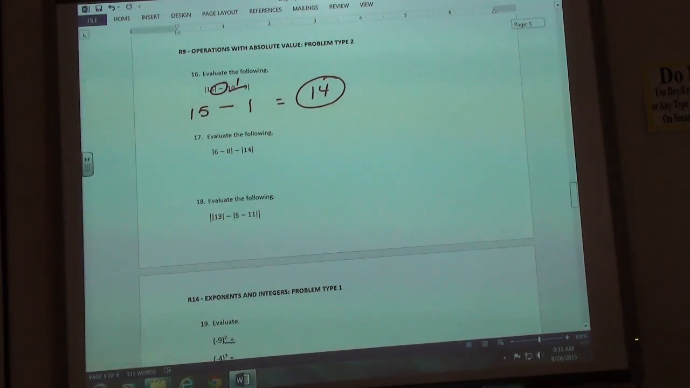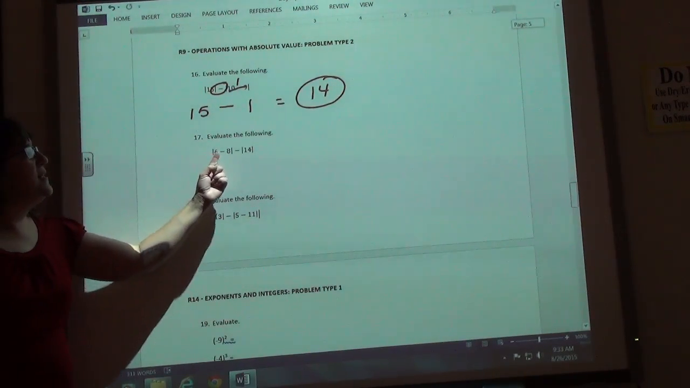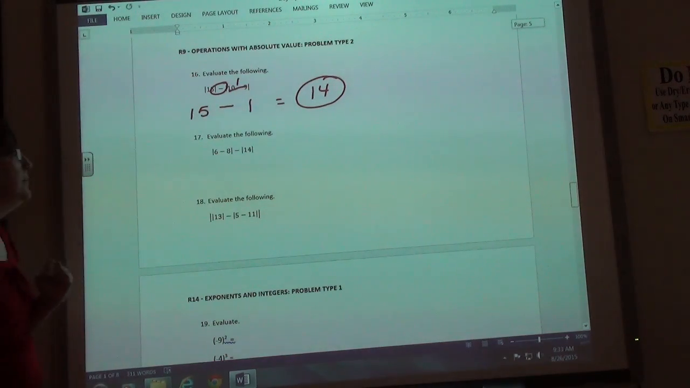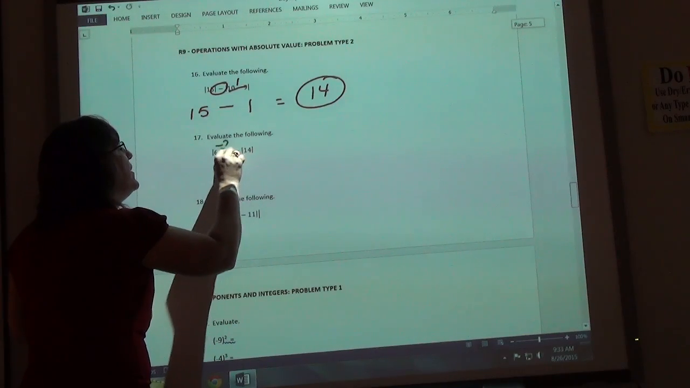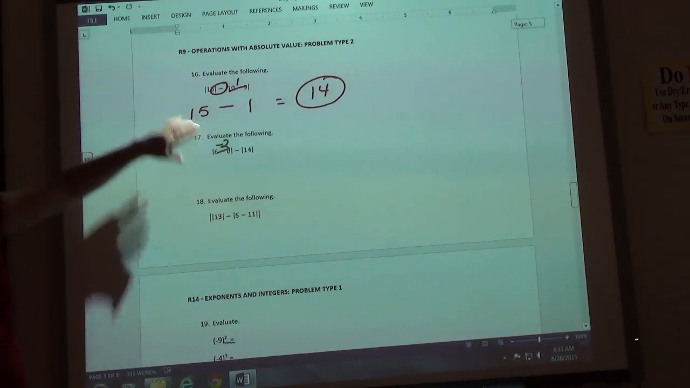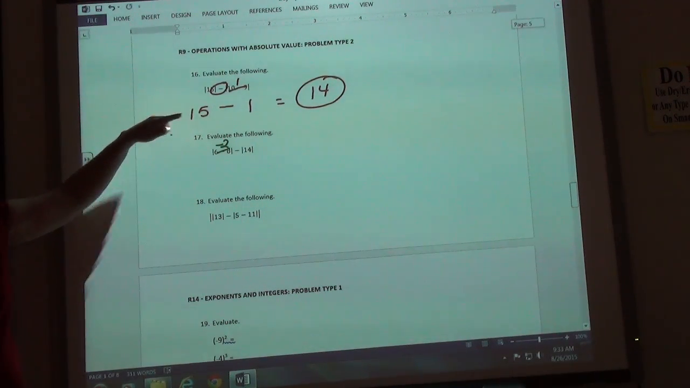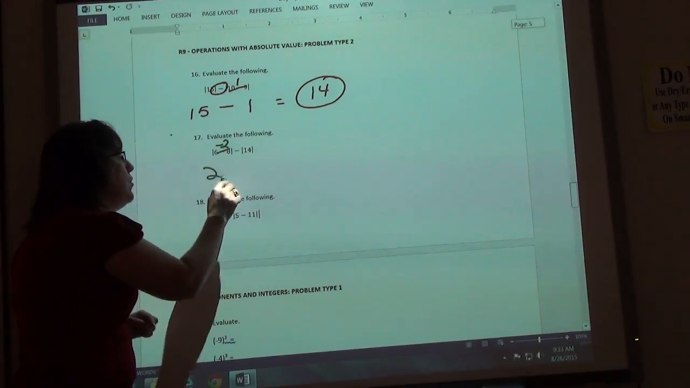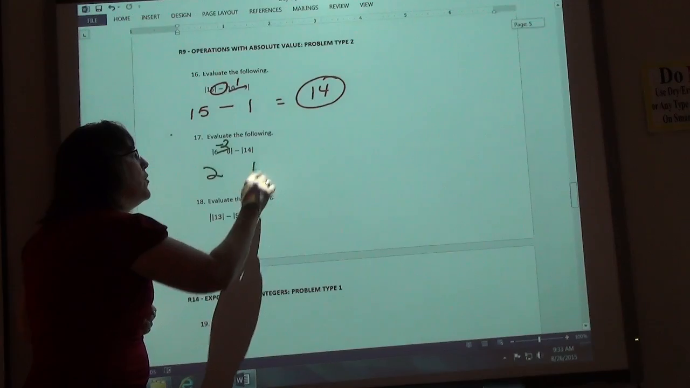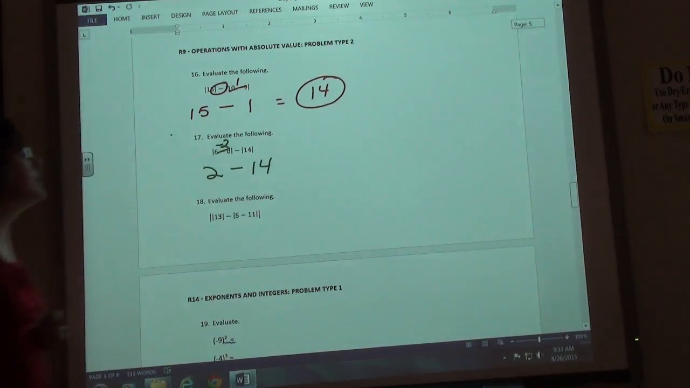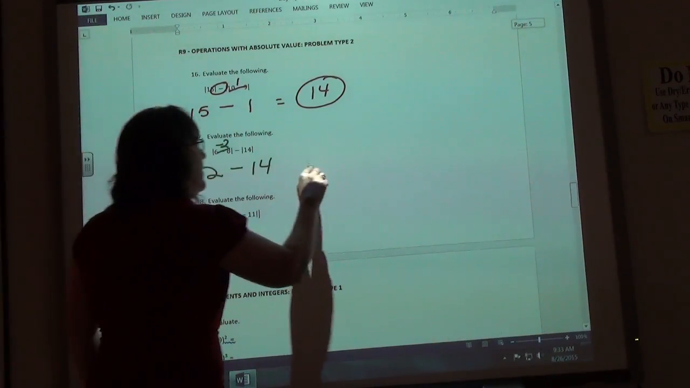So on number 17, 6 minus 8 is negative 2. But then we're going to do our absolute values. The absolute value of negative 2 would be a 2. The absolute value of 14 is 14. So now my problem says, let's do 2 minus 14. 2 minus 14 is negative 12.